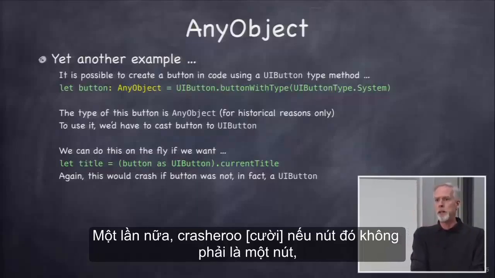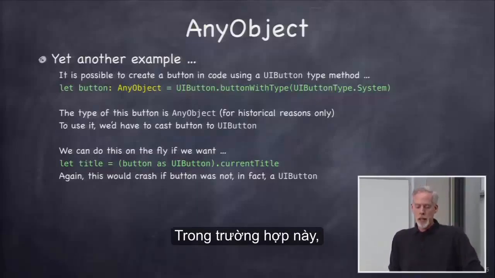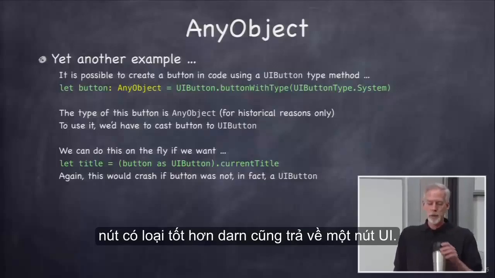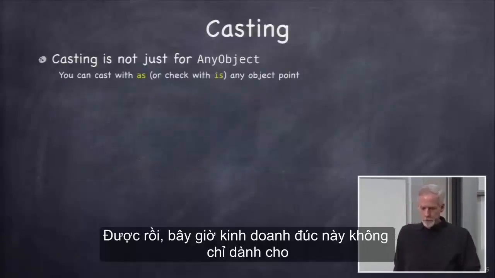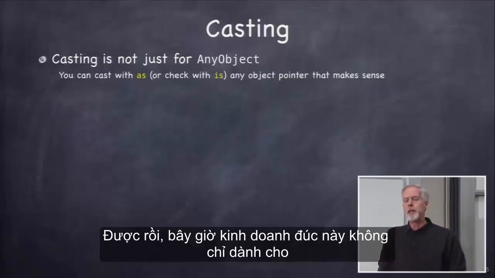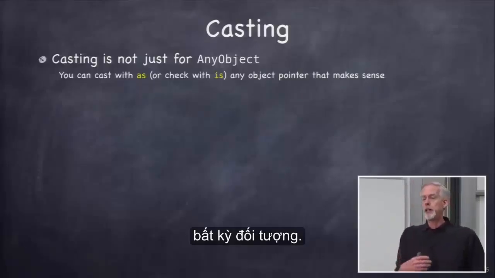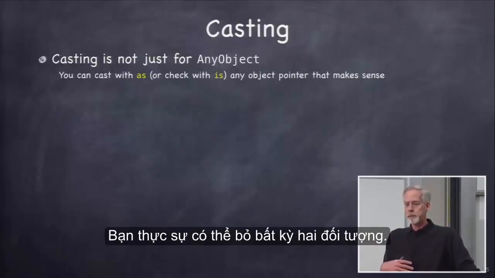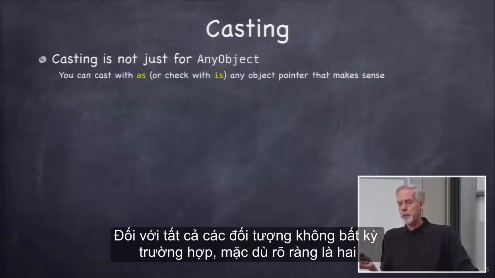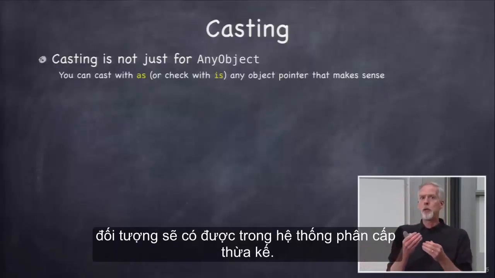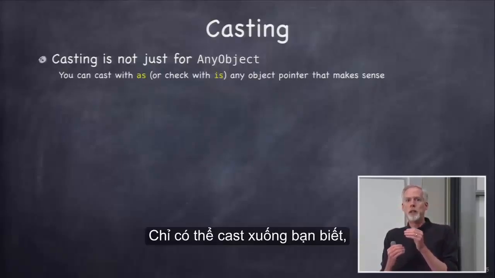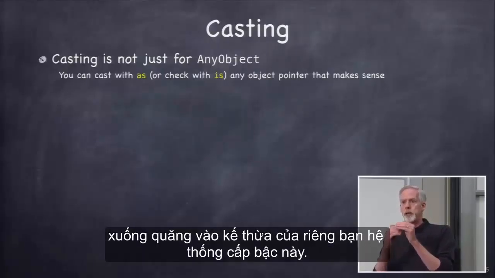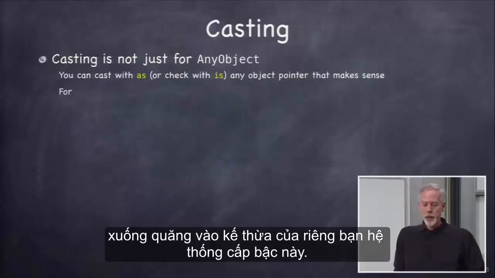Crasharoo if that button is not a button, but that's okay. In this case, button with type better darn well return a UI button. Okay, now this casting business is not just for any object. You can actually cast any two objects. For all non-any object cases, though, obviously those two objects would have to be in the same inheritance hierarchy, right? You can only downcast into your own inheritance hierarchy.